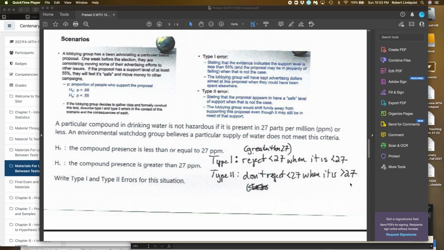A type 2 error is when the null is false. So if it's actually greater than 27, you really should reject it. But if you choose not to reject it when it's greater than, you're making a mistake. So in a type 1 error, you should accept that it's less than 27 because that would be considered true, and instead of accepting it, you reject it. And in a type 2 error, since it's greater than 27, you should reject it, but you don't reject it. And to not reject it is a mistake.